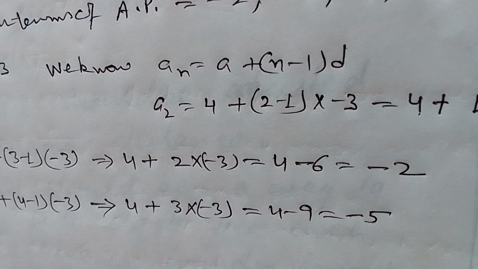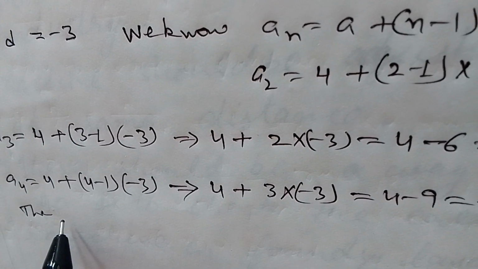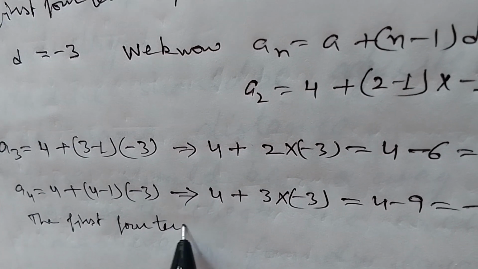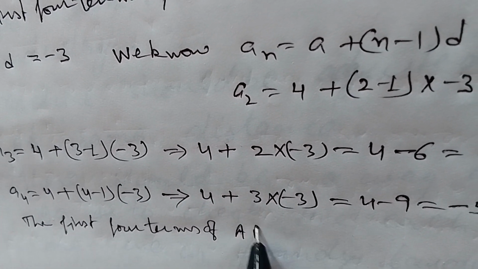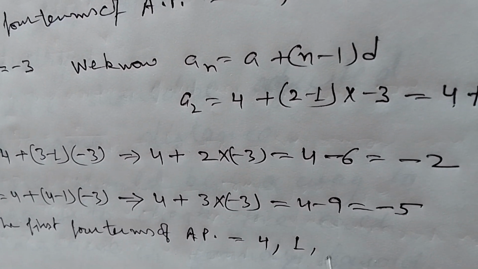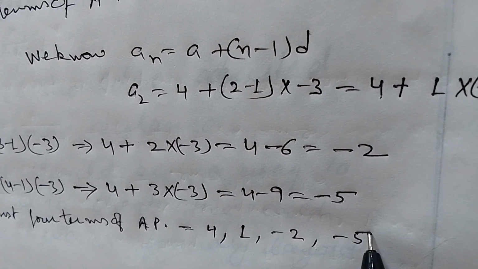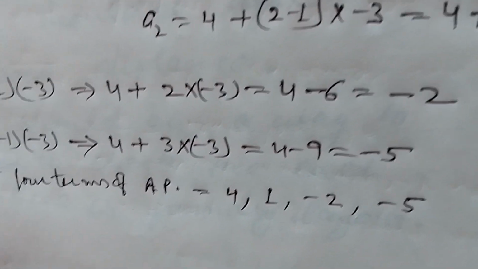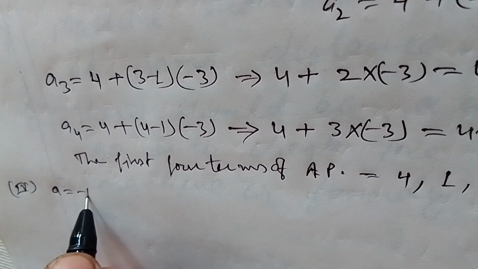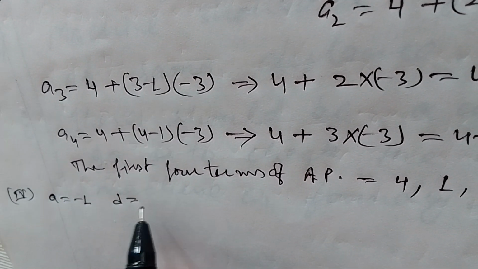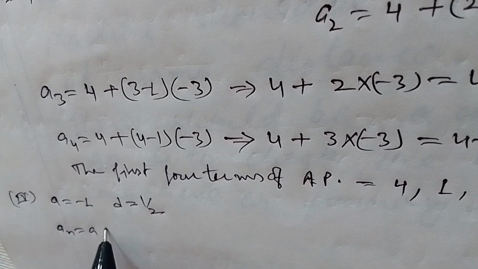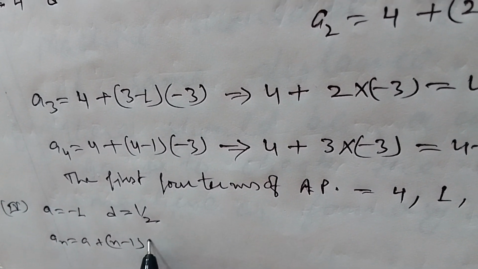So these are the first four terms. The first four terms of AP come out to be 4, 1, minus 2 and minus 5. Now the fourth part of the question is, first term given a is equal to minus 1 and common difference d is equal to half. So the formula is an is equal to a plus n minus 1 multiplied by d.